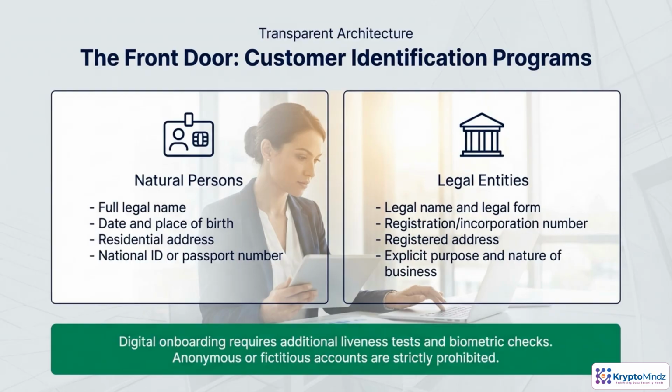Customer identification is the front door of any AML program. For individuals, we must reliably know who they are. Full legal name, date and place of birth, residential address, and a government-issued ID. For legal entities, we focus on the legal name and form, registration number, official address, and the true purpose of the business. In digital onboarding, regulators increasingly expect liveness checks and biometrics because anonymous or fictitious customers cannot be allowed into the system.